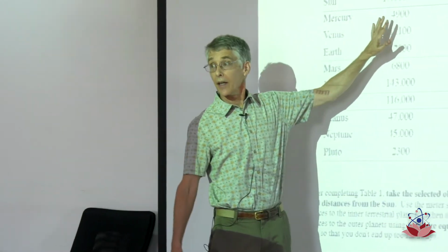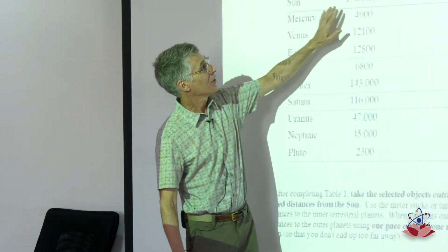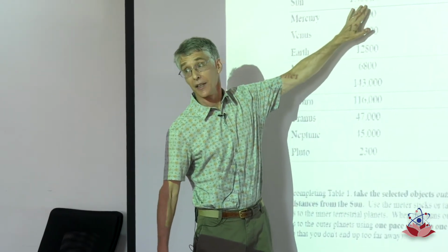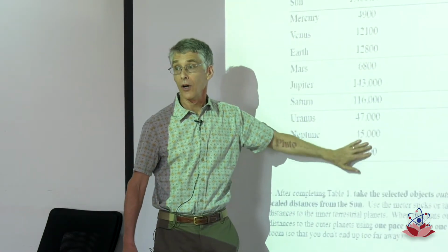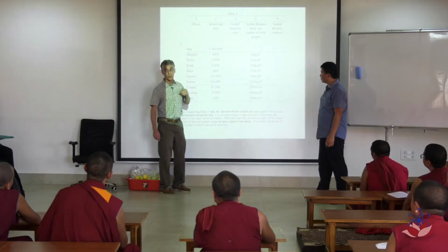So you will get a handout like this any minute now, and it has the sizes in kilometers of all of the objects, well, the sun and the planets in the solar system.